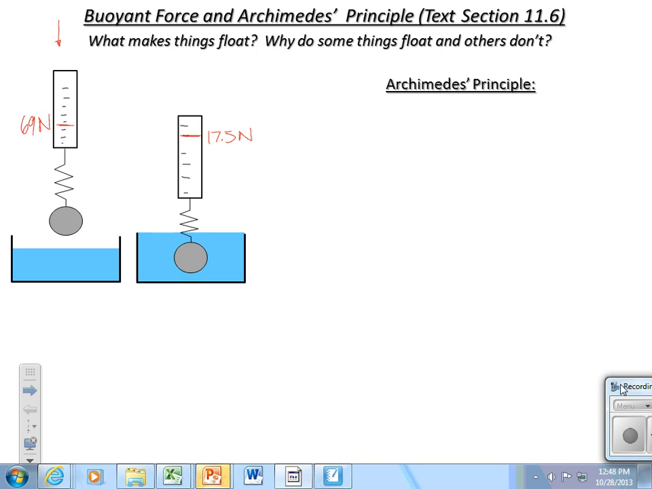Okay? So it seems like, or we can even talk about that idea again of apparent weight. It seems like that thing weighs less in water. Well, it doesn't. But we'll talk about why that is.